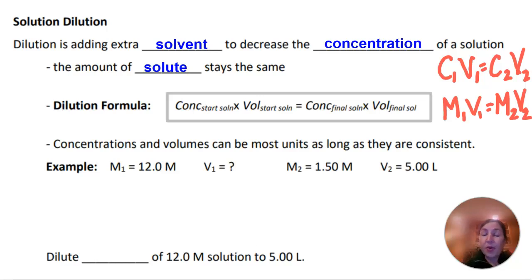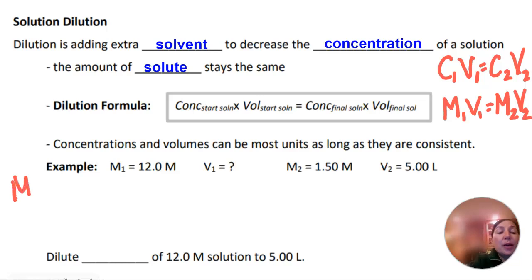Here's an example. What if M1, molarity 1, is 12 molar? We don't know volume 1. We don't know how much we should use of that initial solution, but we know we want the final molarity to be 1.5 molar, and we know how much of it we want. We want 5 liters in the end. This happens a lot. How much of the initial solution should we use to get what we want in the end? This is actually a pretty real life example.